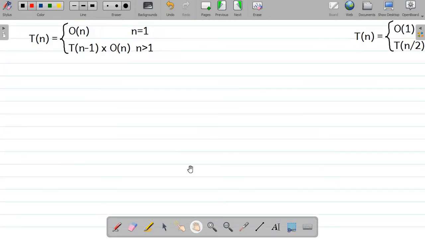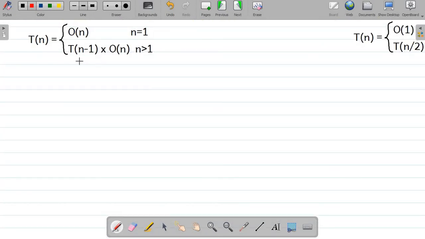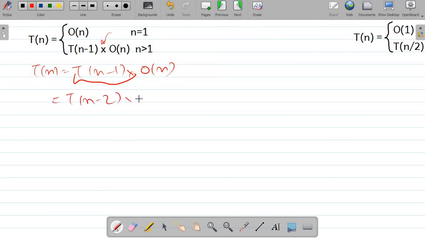Now let's see this example. Now in this example, this is same as the previous one. The only difference is instead of plus, we have a multiplication sign over here. So we have Tn is equals to Tn minus 1 into order of n. Now if I substitute a value over here, so we get Tn minus 2 into n minus 1 into n.